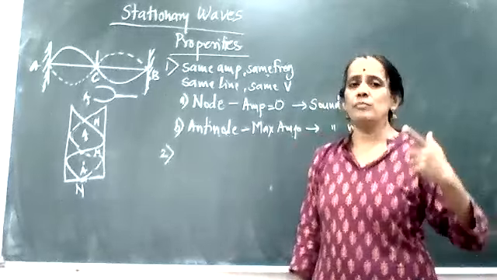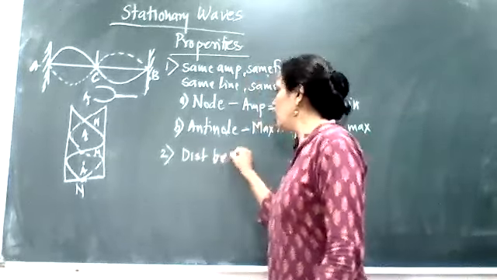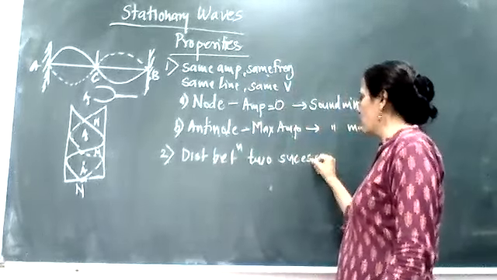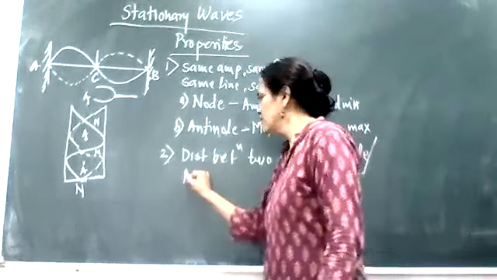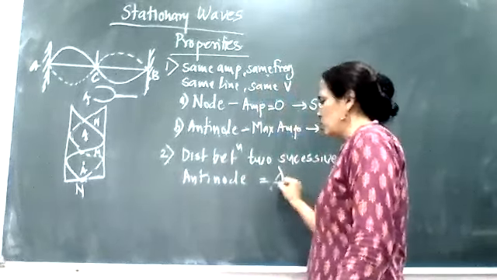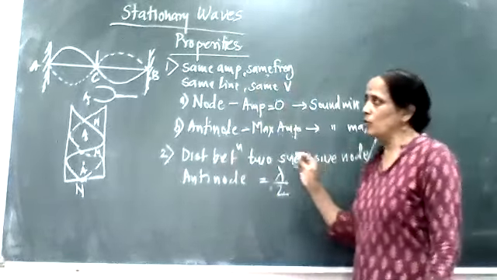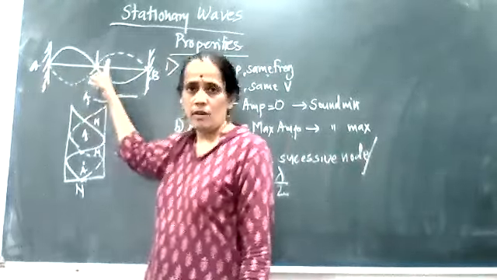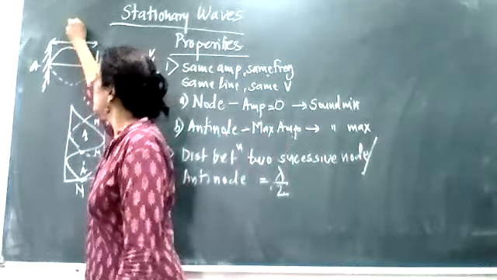I have given 5 important points. In that, the first point is the distance between two consecutive nodes, or I can say two successive nodes or antinodes. That distance is always equal to lambda by 2. So here in the transverse wave, at C point I am getting a node, at A point I am getting a node. So this distance is nothing but lambda by 2.